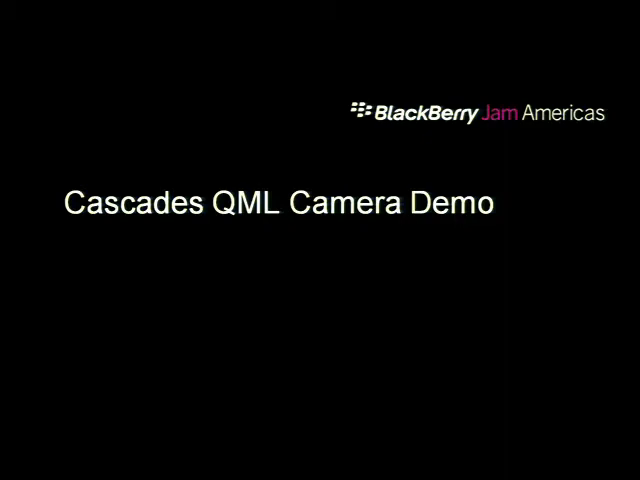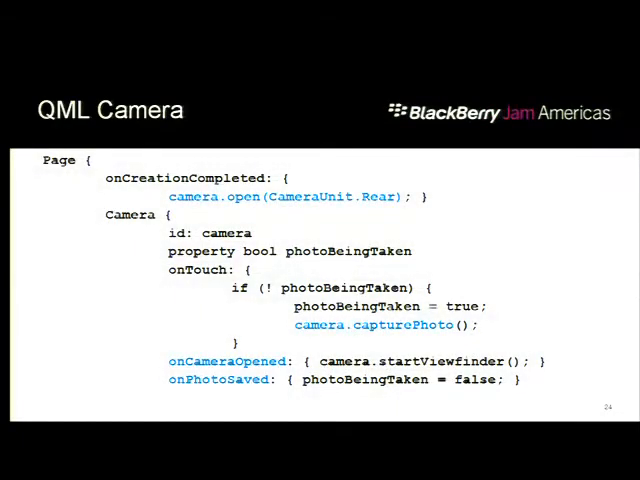This is just the viewfinder built in QML. But this is the actual QML you need. So you can see you have just your basic page. You have a camera component. You have to open it. The first time you can do this is when the onCreationComplete method's fired in JavaScript. So you just call camera open, pick whichever camera you want to use. I think it gives you the rear by default, but you probably want to specify it. Once the camera open is actually open, this is asynchronous. You get this onCameraOpened signal back, so then you can start the viewfinder.